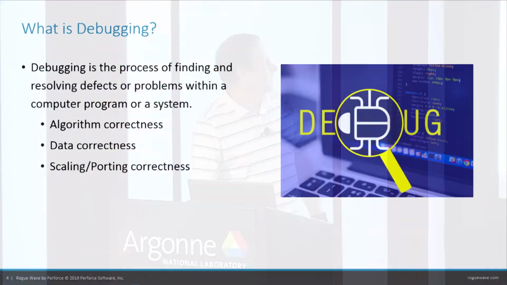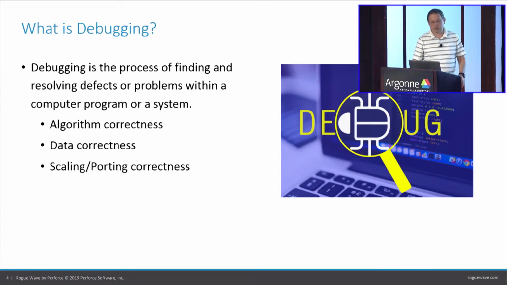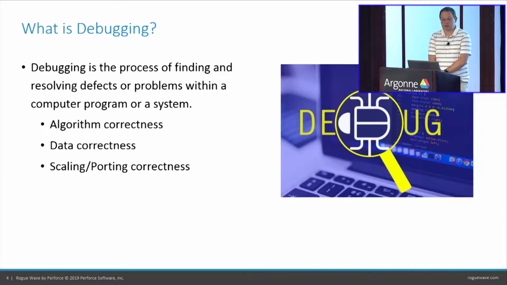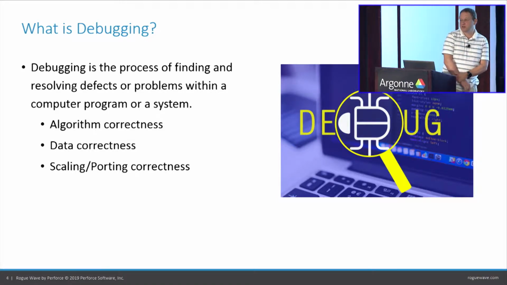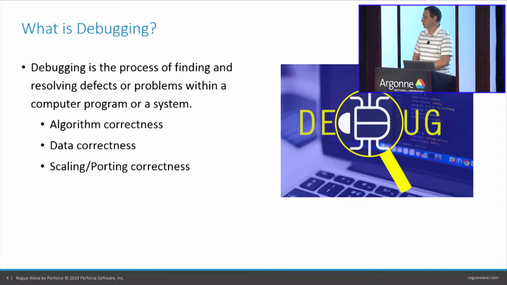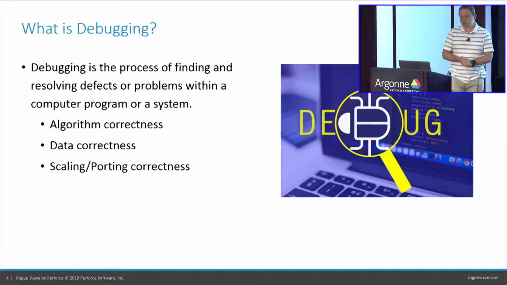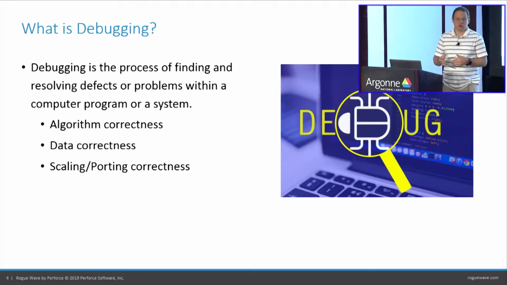So let's first talk about what debugging is and why you need a good debugger, why not just use printf, like the previous speaker said. First of all, what is debugging? Debugging is the process of finding and resolving defects. The first type of problem you need to solve is algorithm correctness. If you have your algorithm, you need to test whether you have any bugs in the code, and this is probably the first step. The next one is data correctness, and these two usually go together.